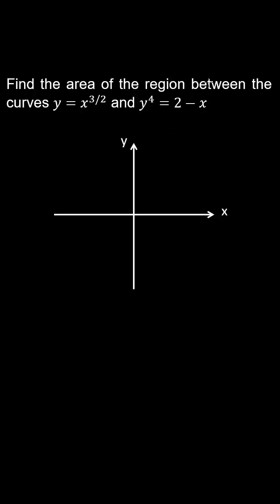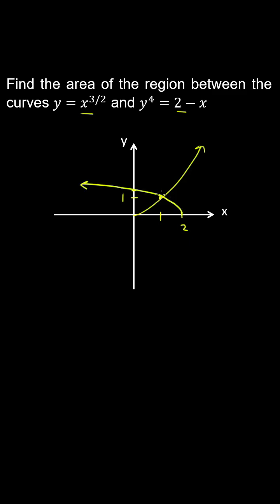Let's find the area of the region between these two curves. For the first curve, it looks like a parabola, and for the second curve, if we set x equals 2, y equals 0, and if we set x equals 1, both curves pass through the point (1, 1). So therefore this is an intersection point. And if we set x equals 0, then y equals 2 to the quarter, which is around 1.2. And if you take the derivative, it's going to approach infinity as x approaches 2. So the curve's going to look something like this.